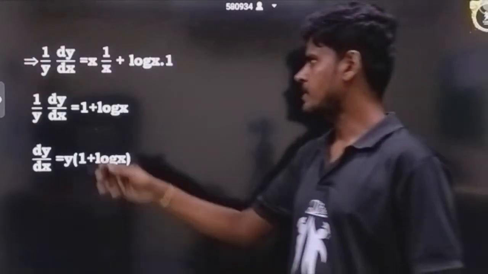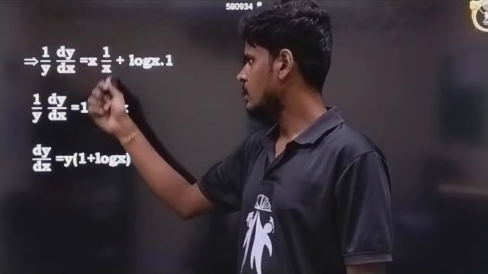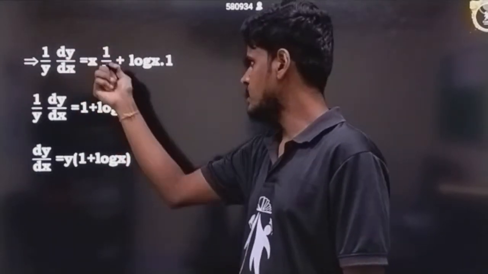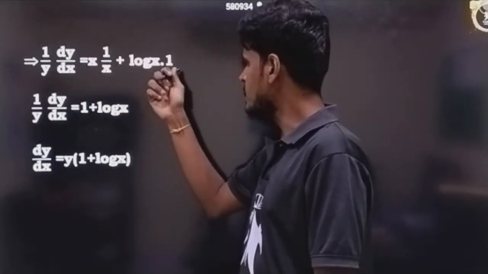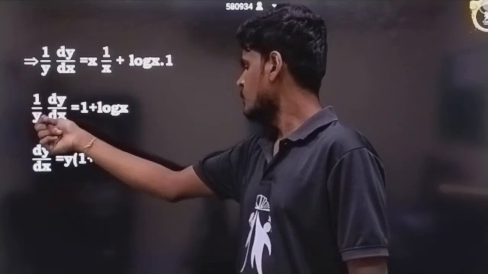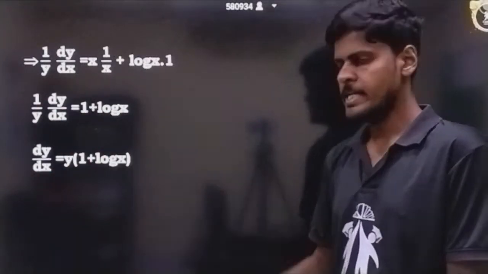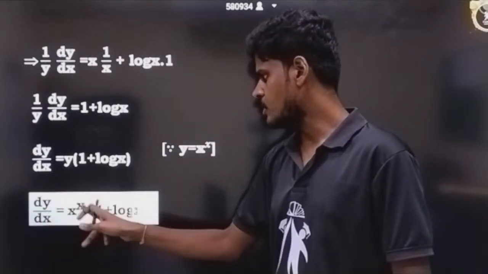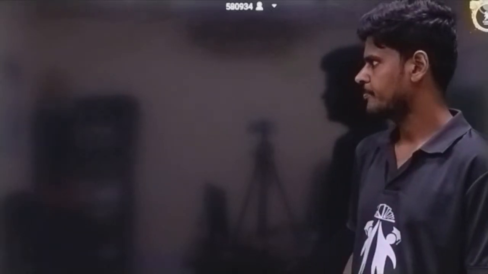So what is the final answer we get? 1 by y into dy by dx equals x into differentiation of log x, that will be 1 by x. These two will get cancelled, it will be 1 plus log x into differentiation of x, which is 1. So the final answer becomes 1 plus log x. So dy by dx equals y into 1 plus log x. What is y? x power x. So the final answer is dy by dx equal to x power x into 1 plus log x.